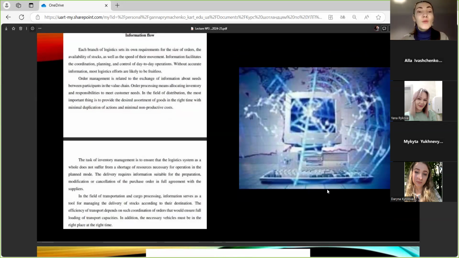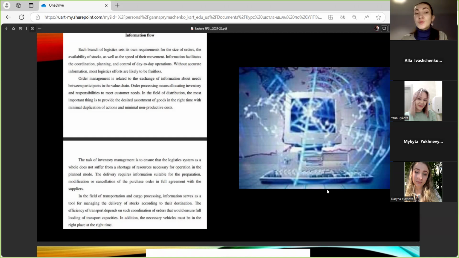The task of inventory management is to ensure that the logistics system as a whole doesn't suffer from a shortage of resources necessary for operation in the planned mode. The delivery requires information suitable for the preparation, modification, and cancellation of the purchase order in full agreement with the suppliers. Of course, we write it and discuss it before our delivery of this position.